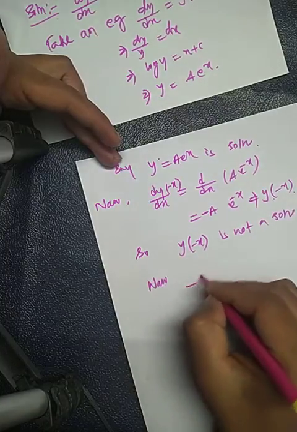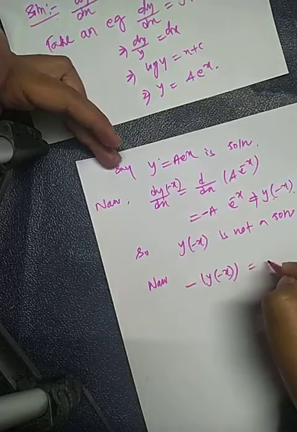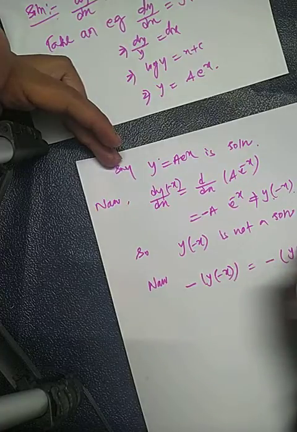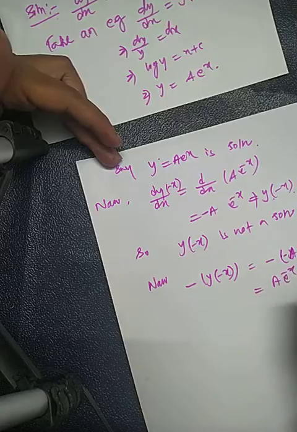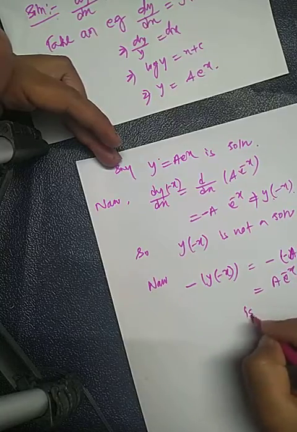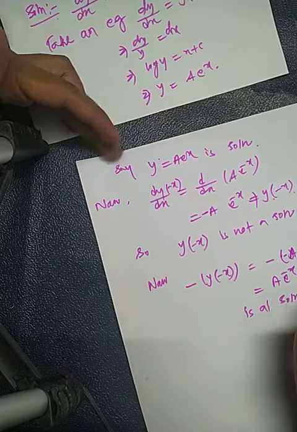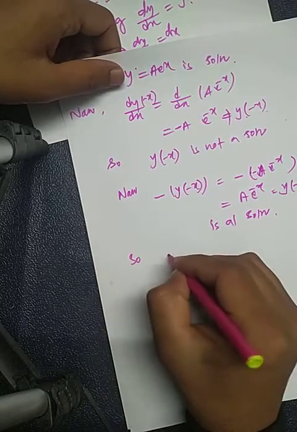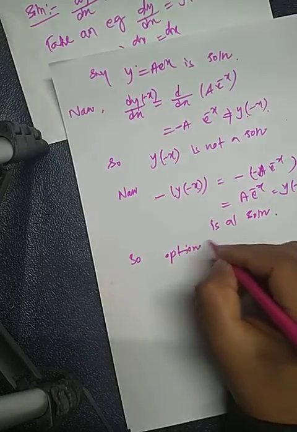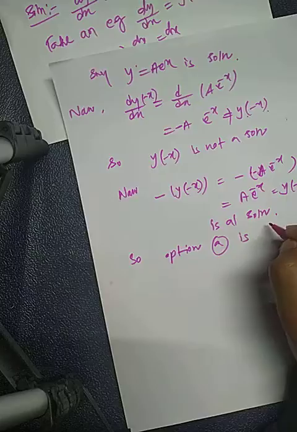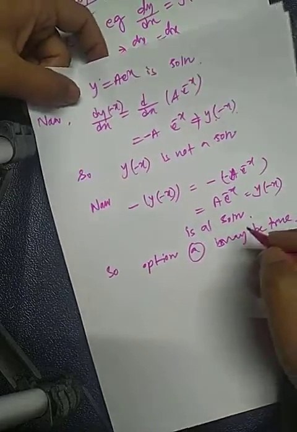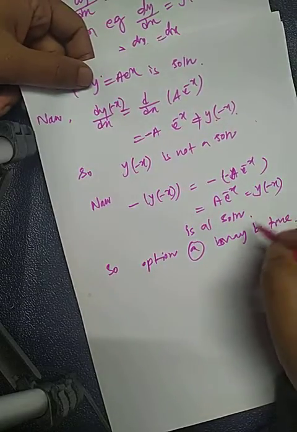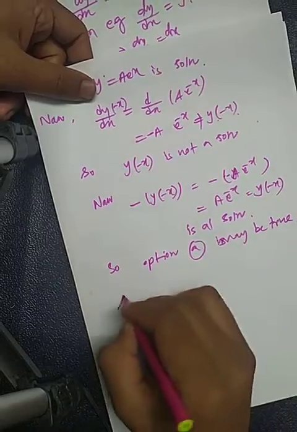Now minus y of minus x is equal to minus of a e to the power minus x. So it is equal to a e to the power x, which is y of x, so minus y of minus x is a solution. So option A is possible. A may be true. Why can we not say so? Because we have not proved it. We are just trying the hit and trial method.